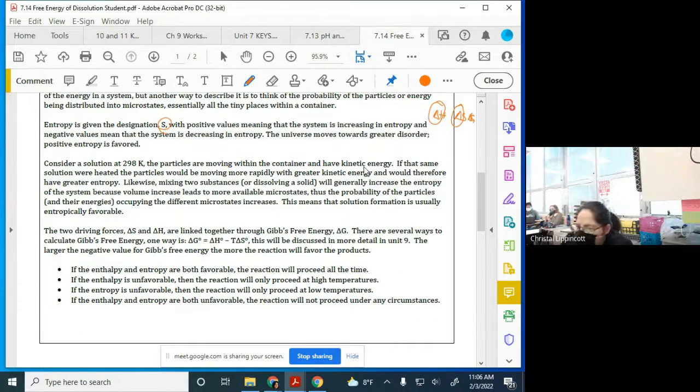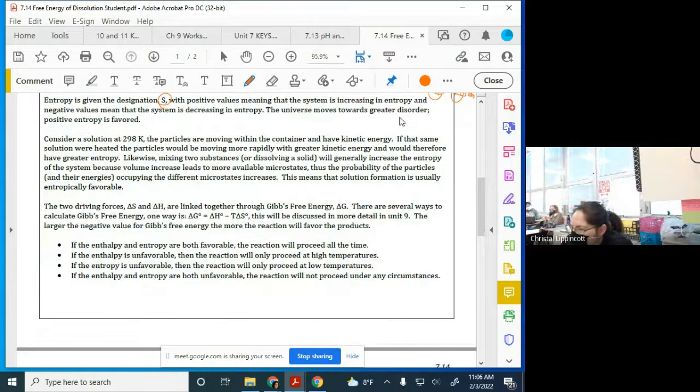And the universe tends to move towards greater disorder. So I can clean my desk, and a week later, it's probably going to be back in this state again. Your closet, your room, depending on how much of a neat freak you are. Typically, the measurements are given at 298 Kelvin, and that's typical room temperature. As temperature changes, this will also change somewhat as well.